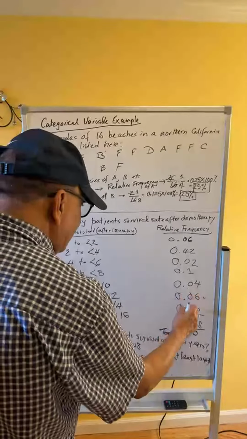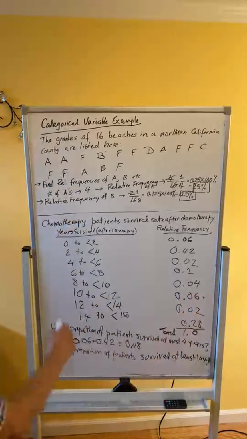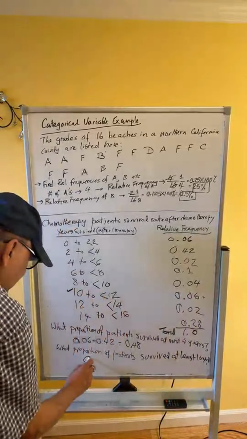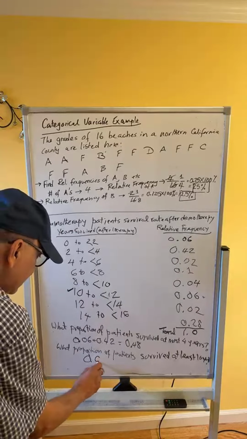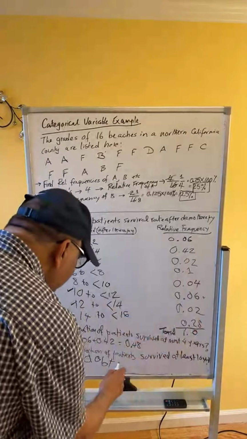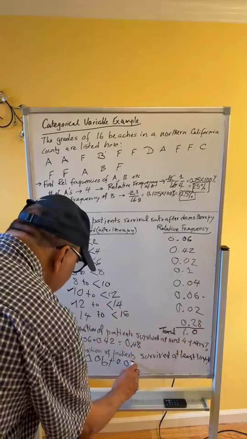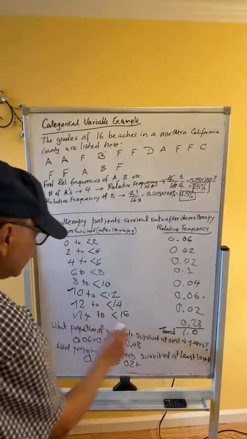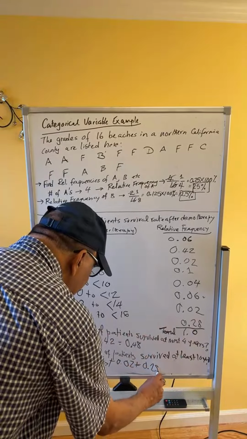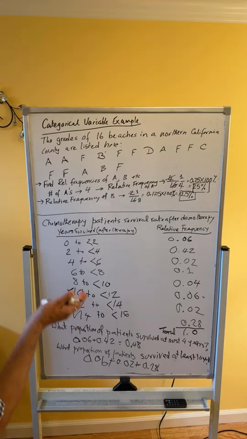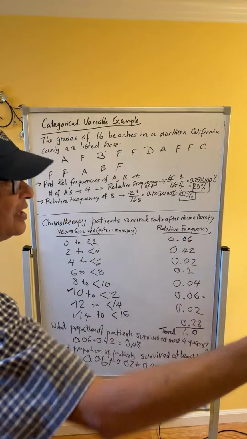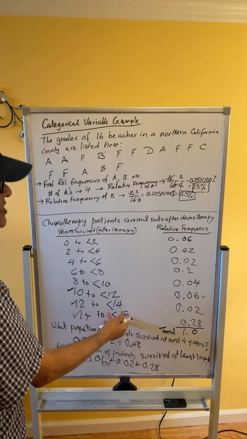So you've got to add the relative frequency of these last 3 classes. You start with this class, which is 0.06, plus the next class, which is 0.02, plus the last class, which is 0.28. So this is at least 10. Why, you ask me? Because at least 10 means the lowest number of years of survival is 10. It can be anything above that, and the maximum is up to 16.